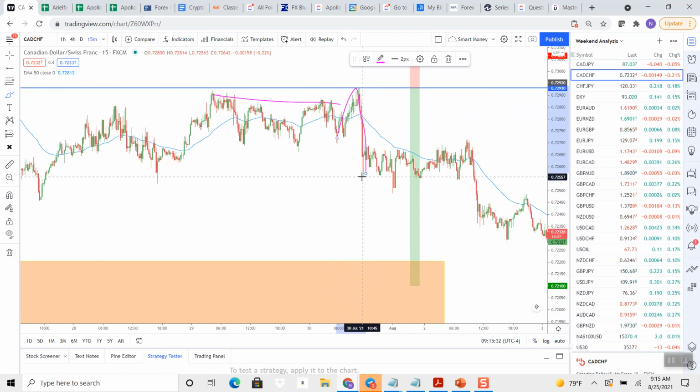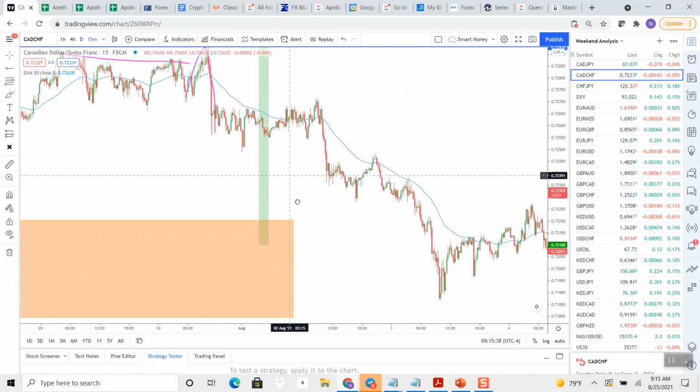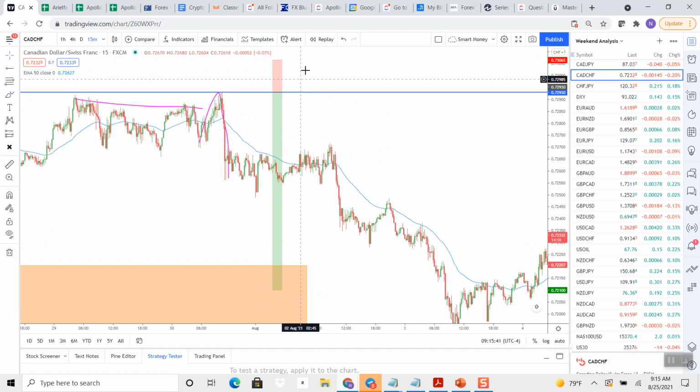Very strong reaction. So after that strong reaction, I knew we were just going to continue down into this demand level, which it did swiftly hit at a 1 to 6.15 risk to reward, so 6.15%. And that was sent out to our VIP members as always.